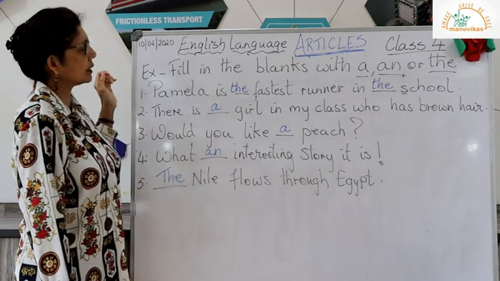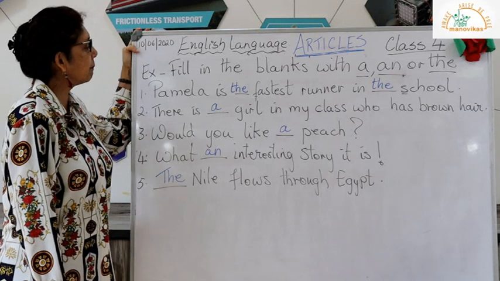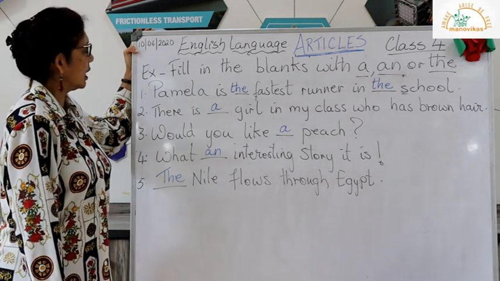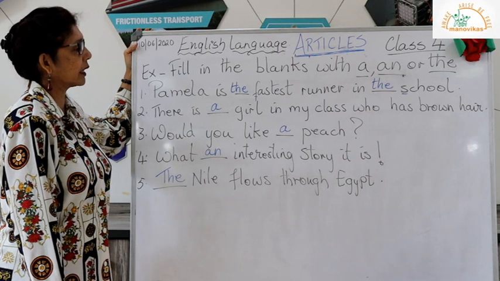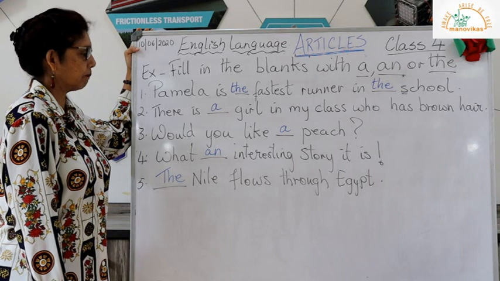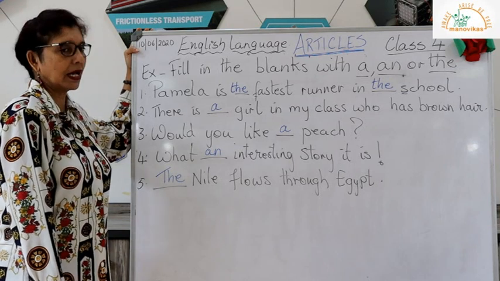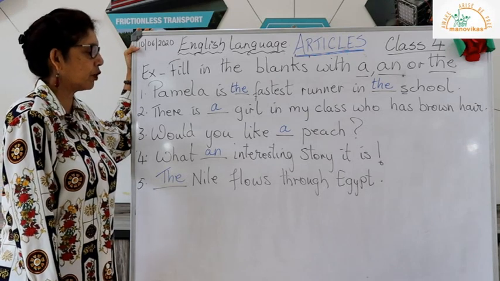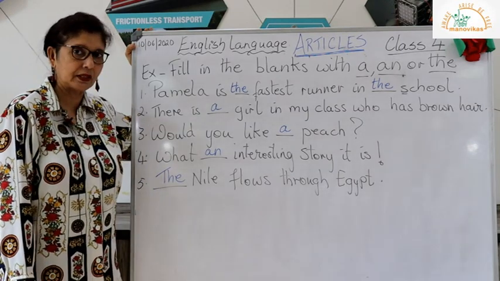So I'll just go through the sentences one last time. Pamela is the fastest runner in the school. There is a girl in my class who has brown hair. Would you like a peach? What an interesting story it is. The Nile flows through Egypt.